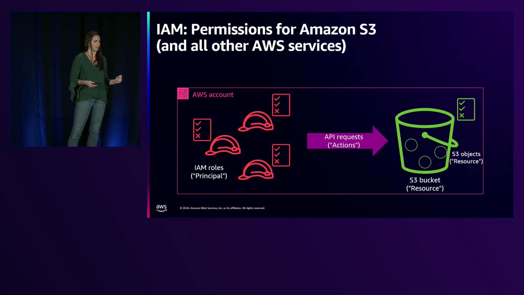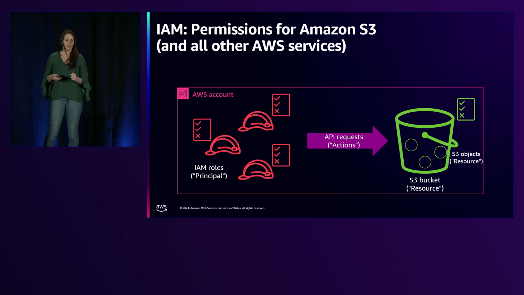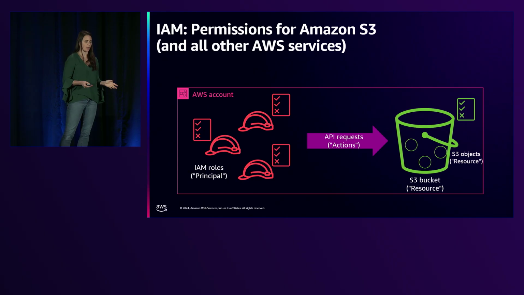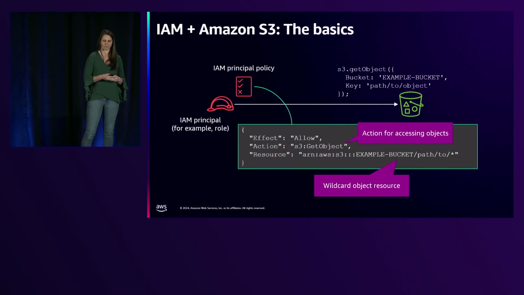Here I have 3 red policies associated with my IAM roles, and I have an example bucket in this account that has a green policy that we call a bucket policy. API requests in IAM are called actions. So let's take a look at our first policy here.